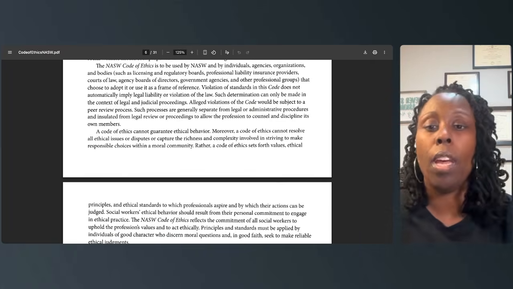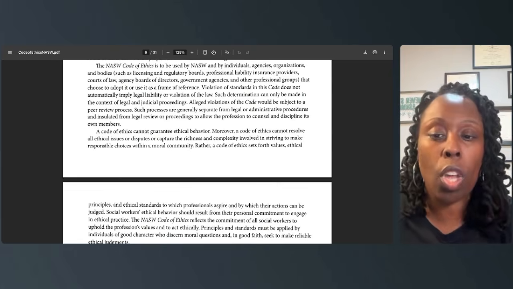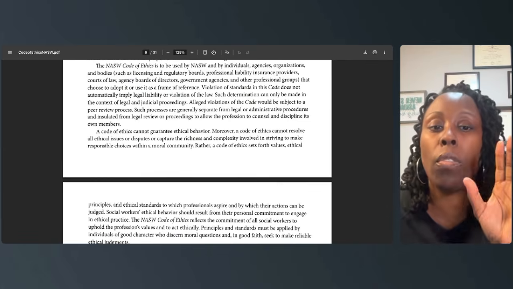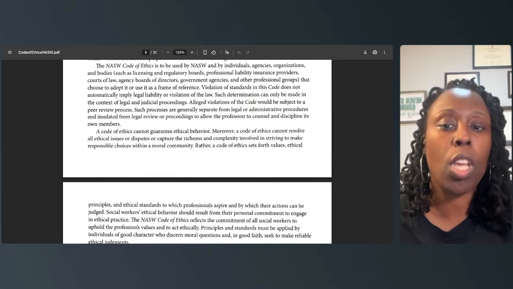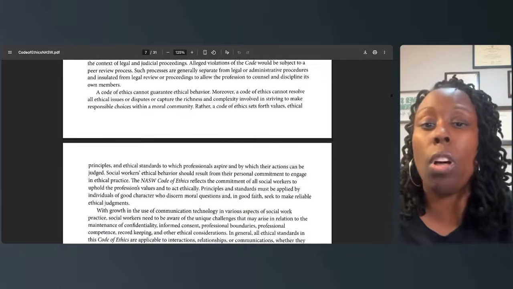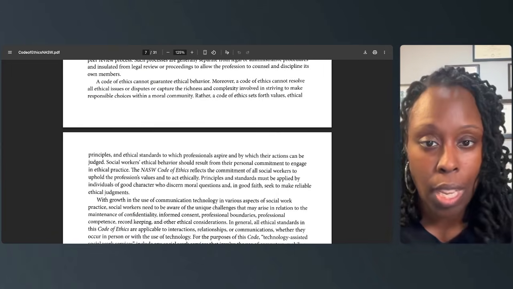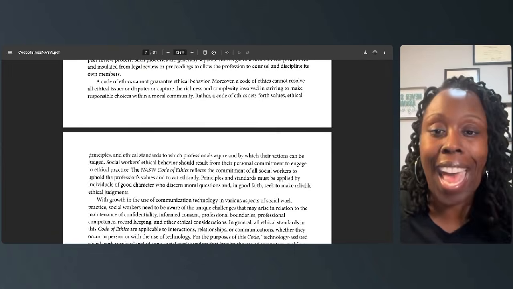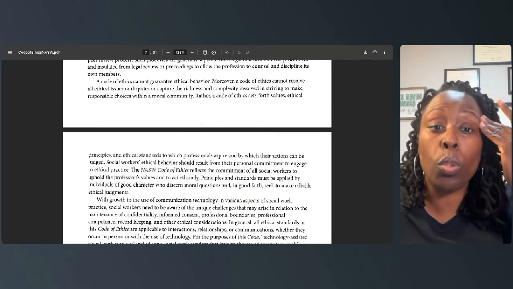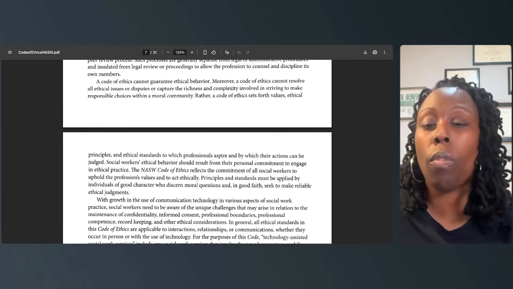Now, a code of ethics cannot guarantee ethical behavior. Moreover, a code of ethics cannot resolve all ethical issues or disputes or capture the richness and the complexity involved in striving to make responsible choices within a moral community. Basically, in a nutshell, the code of ethics cannot resolve and solve everything. It's not something where as soon as it's there, it's like, no worries, no issues. It cannot guarantee that every social worker is going to act ethically, for sure. But it is something that we will be held accountable to if we are doing things that are considered to be unethical or against the moral values of social workers.